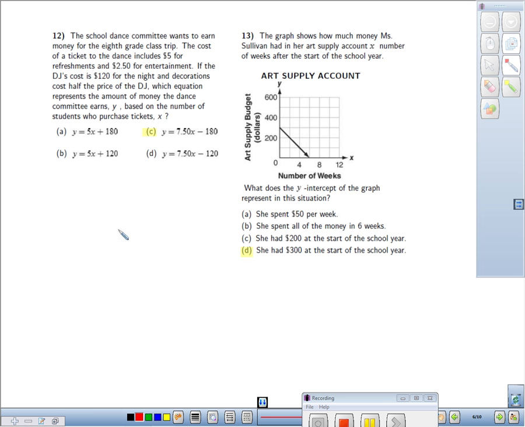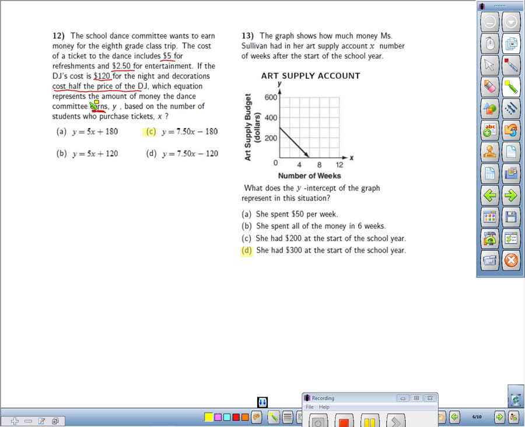Holy cow, that's a lot of information. Well, let's break it down. First, we know that the cost per ticket to the dance includes $5 for refreshments, $2.50 for entertainment. So those are important pieces of information. We also want to know the DJ's cost, $120 for the night, and the decorations cost half the price of the DJ. Now, we want to figure out which equation represents the amount of money earned. Actually, I'm going to highlight that because that's the key word pretty much in this whole problem, earn. So, let's break some of this down.